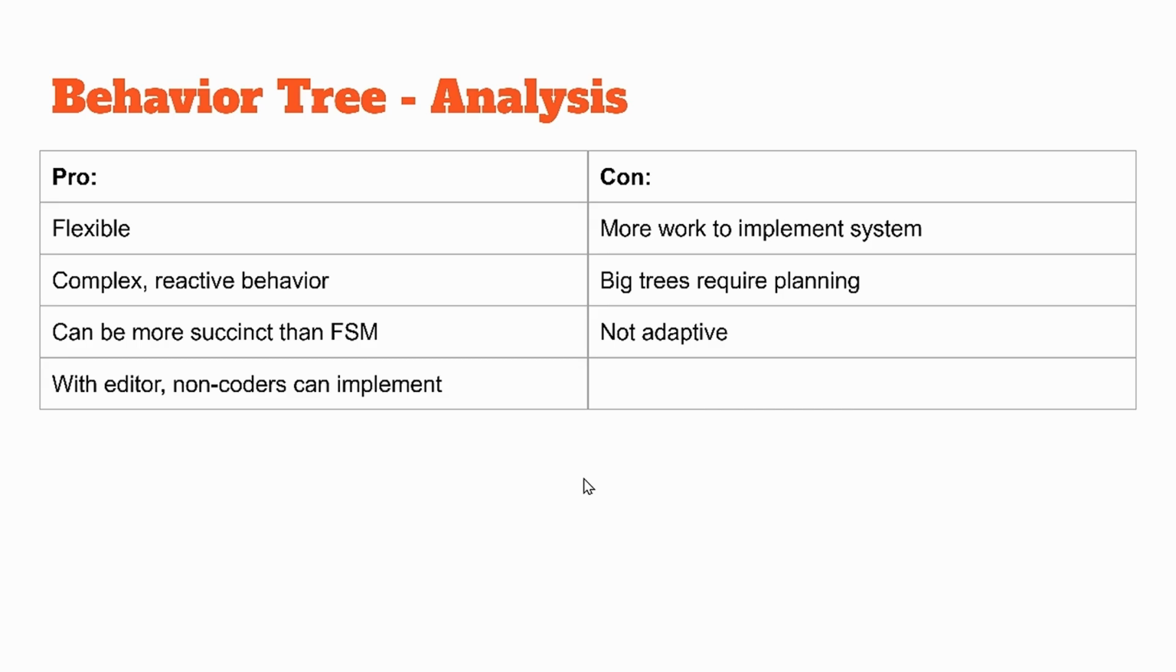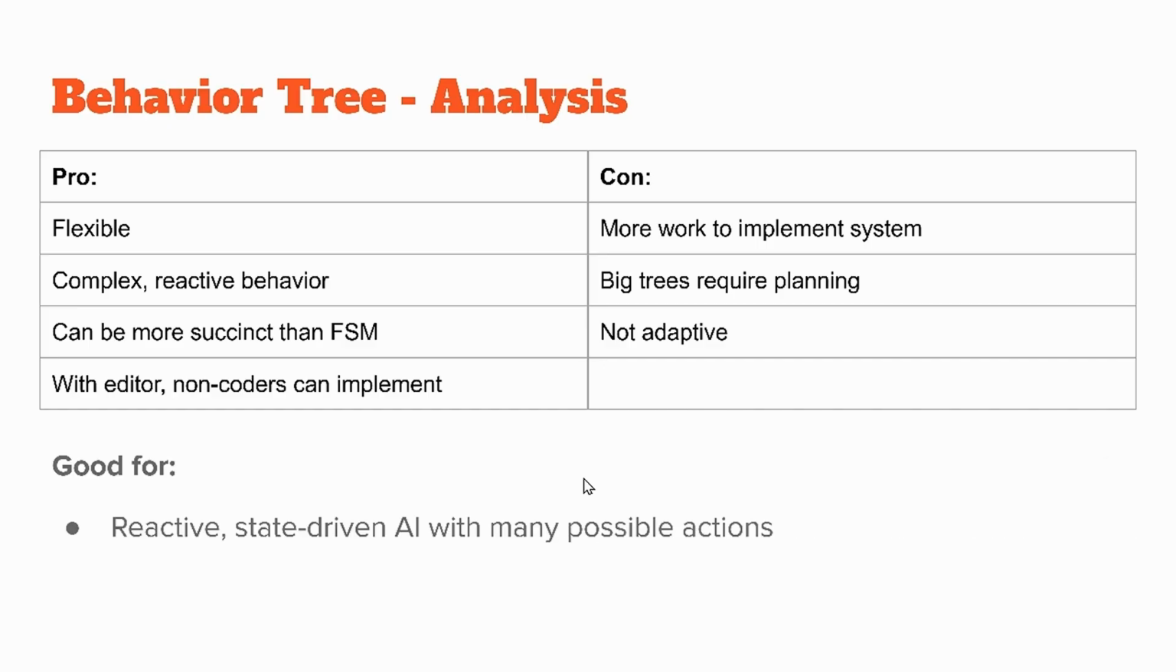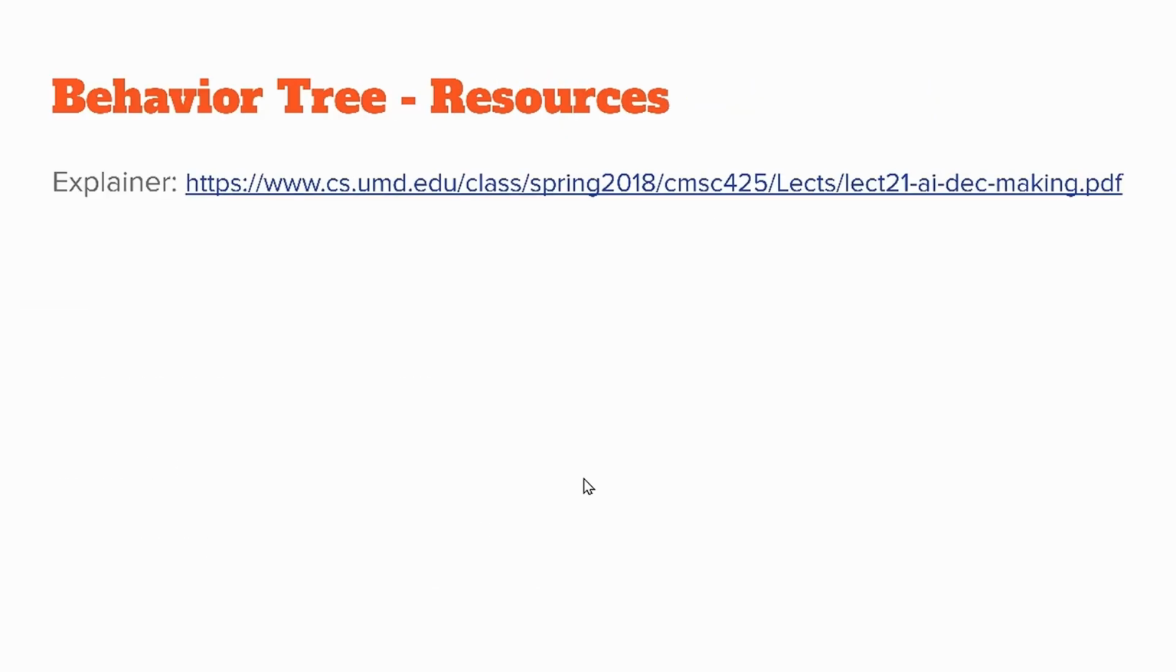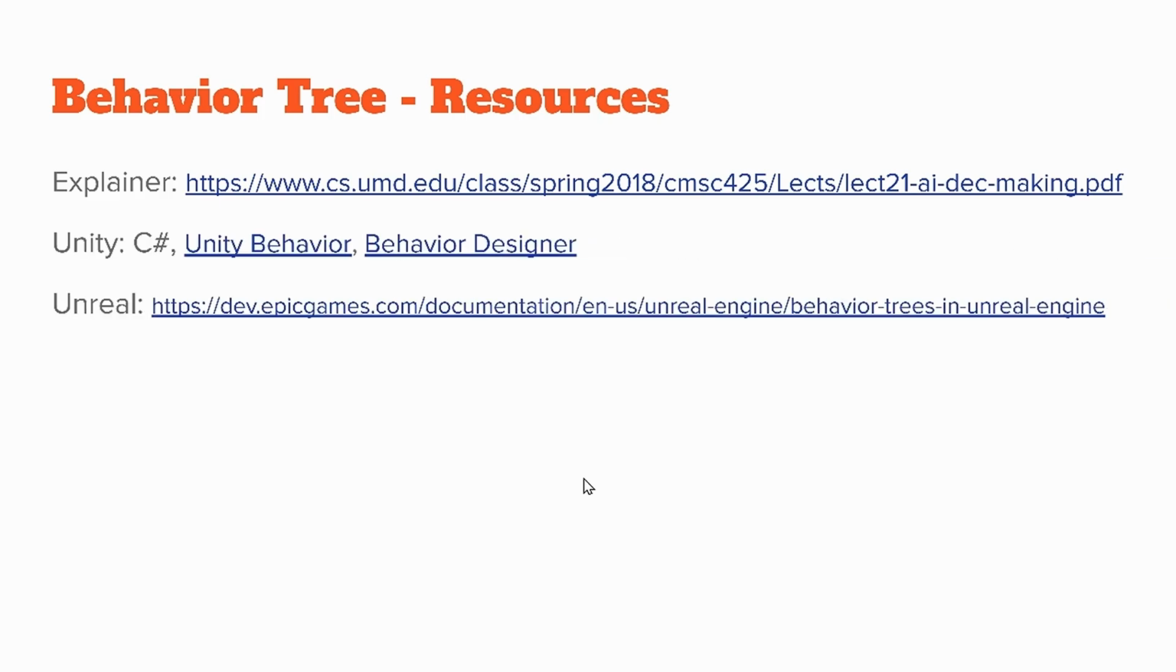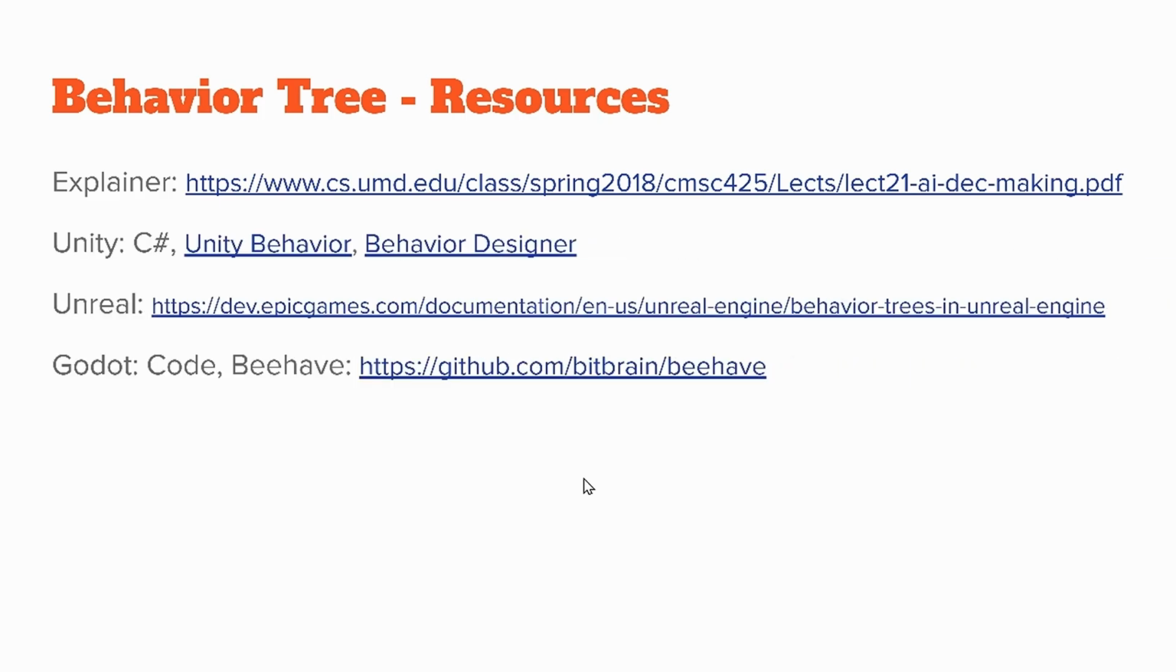And just like with finite state machines, they're not adaptive. They do only what they've been pre-programmed to do. They are good for reactive AI, especially when the AI has many more actions than would be practical in a finite state machine. Great, obviously, for combat games. And if you want to learn more, there's another great explainer and various tools in all of these three game engines as well as other game engines.